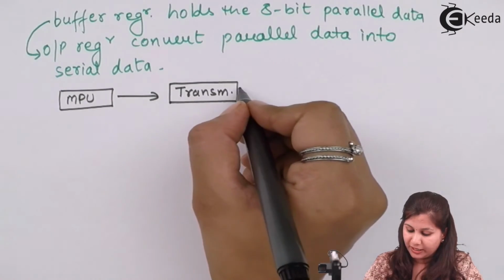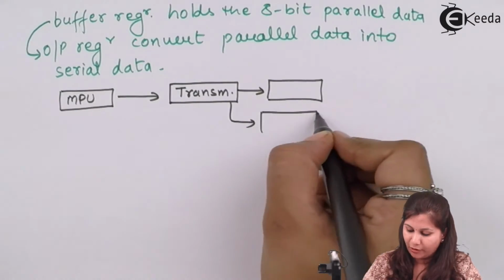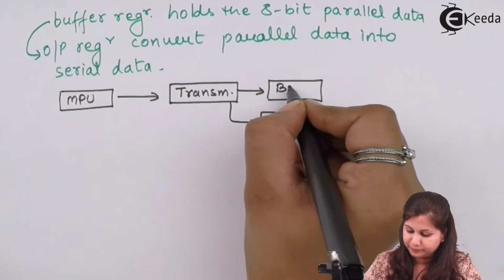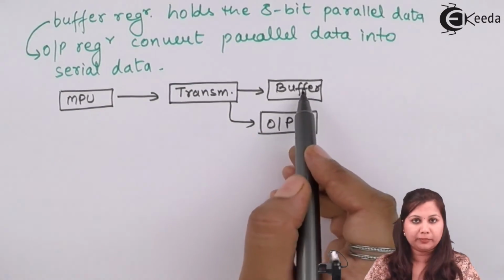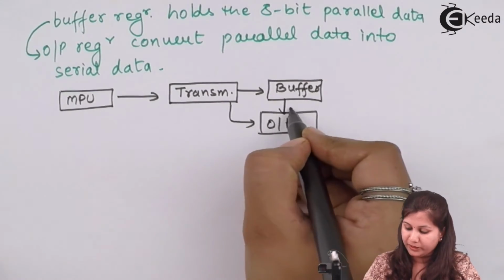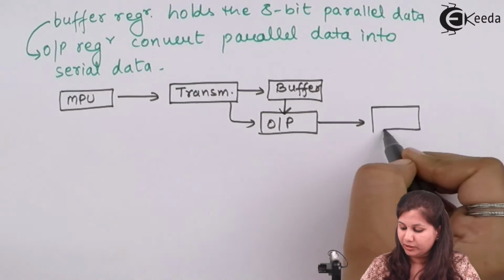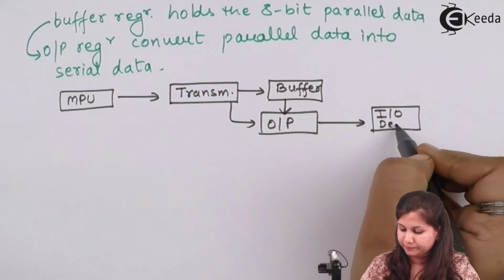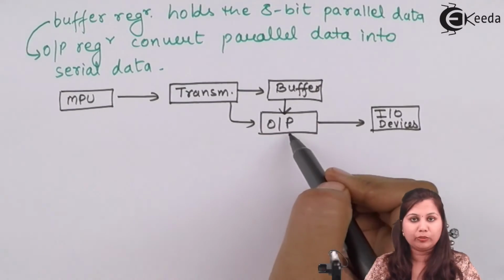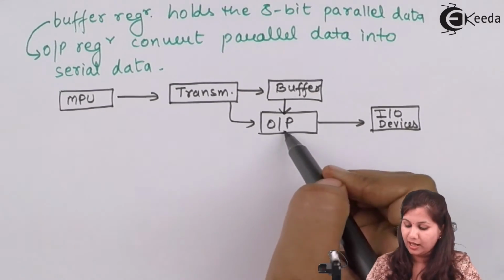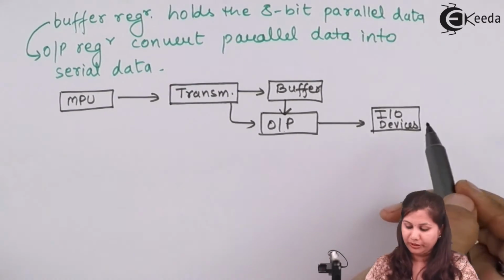In this transmitter we have first the buffer register, and second the output register. Data from a microprocessor is first stored in the buffer register, then transmitted to the output register, and the output register sends it to the peripheral devices. When the output register is empty, data is again loaded into it through the buffer register, converted into serial form, and transmitted to the input output devices.